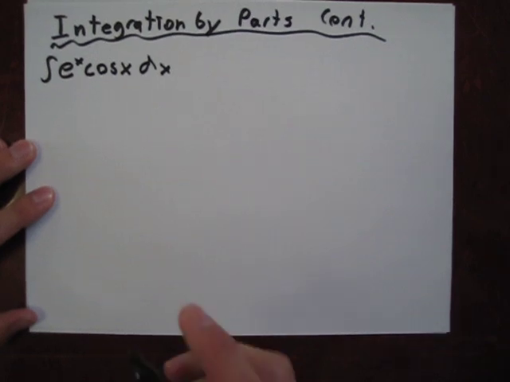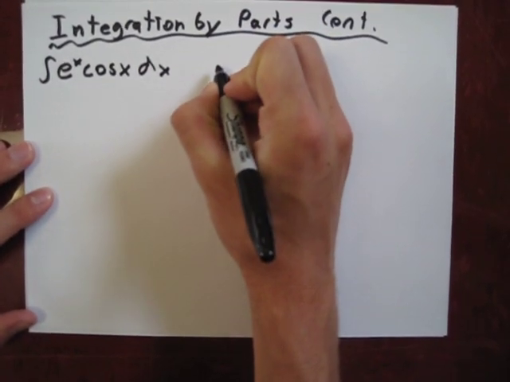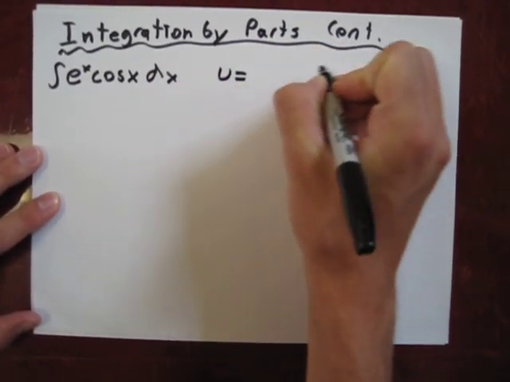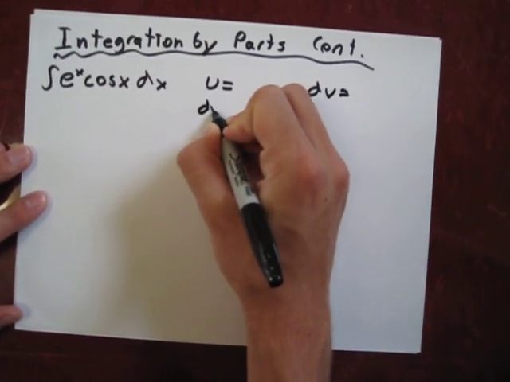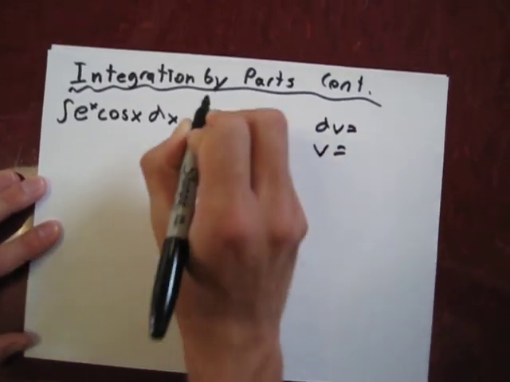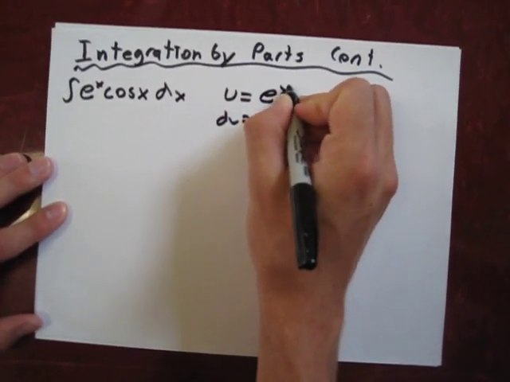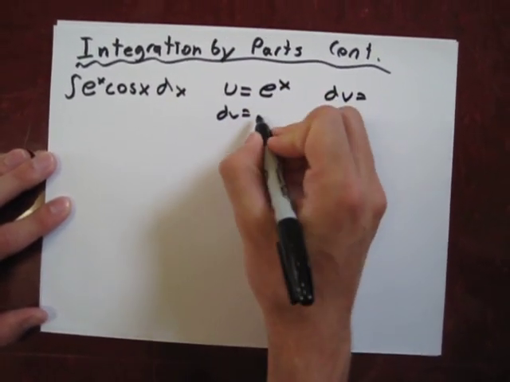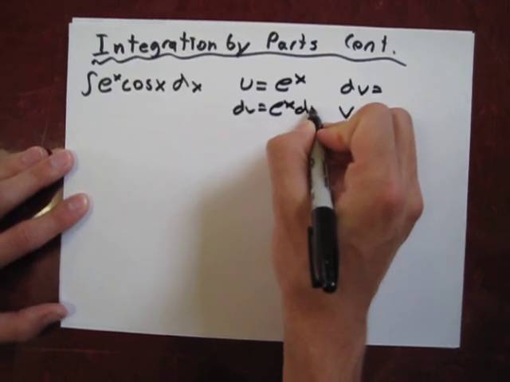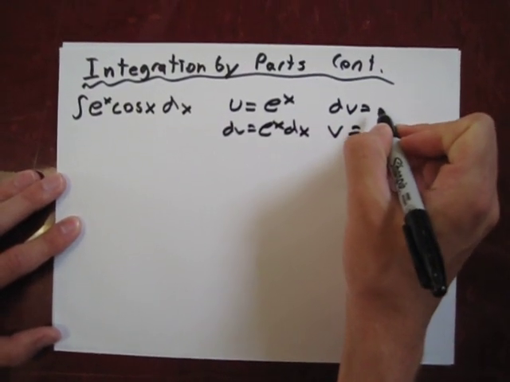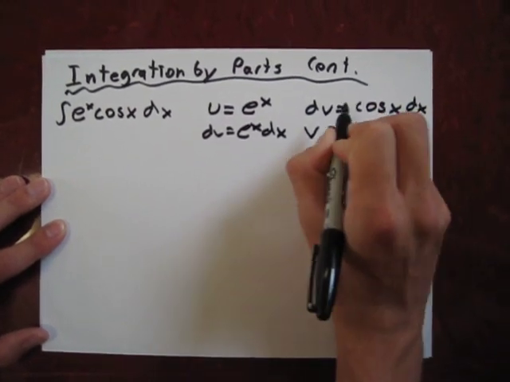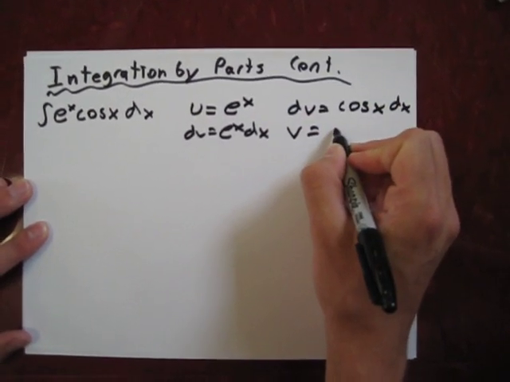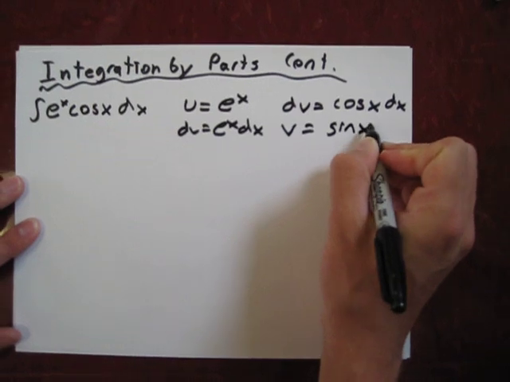Okay, so we're going to begin doing integration by parts the standard way. So I'm going to find my u value, my dv value, my du value, and my v. Our u is going to be e to the x. We take the derivative of e to the x, and get e to the x dx for du. Our dv value will be cosine x dx. If we take the integral of that, we're going to end up with sine x as our v value.